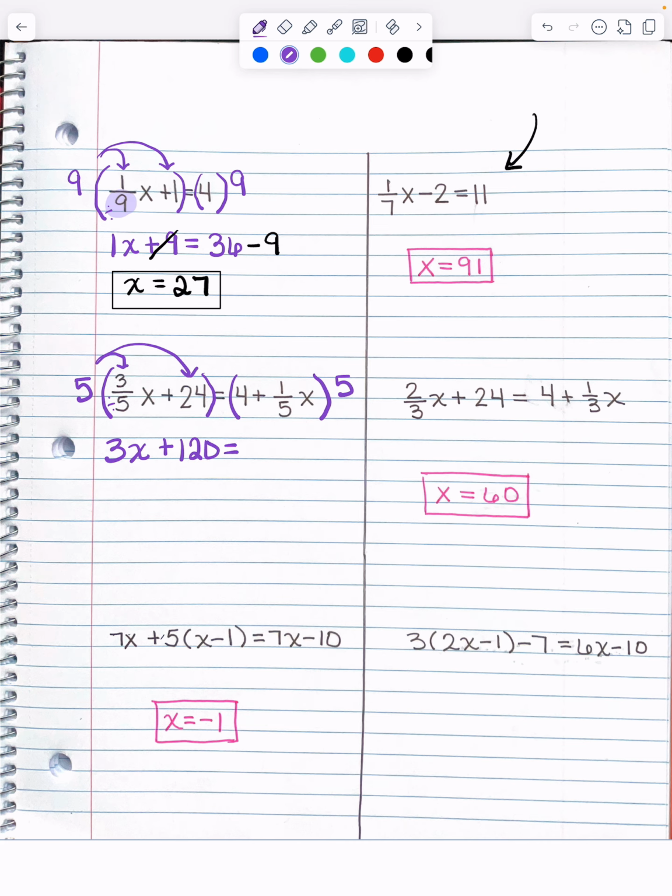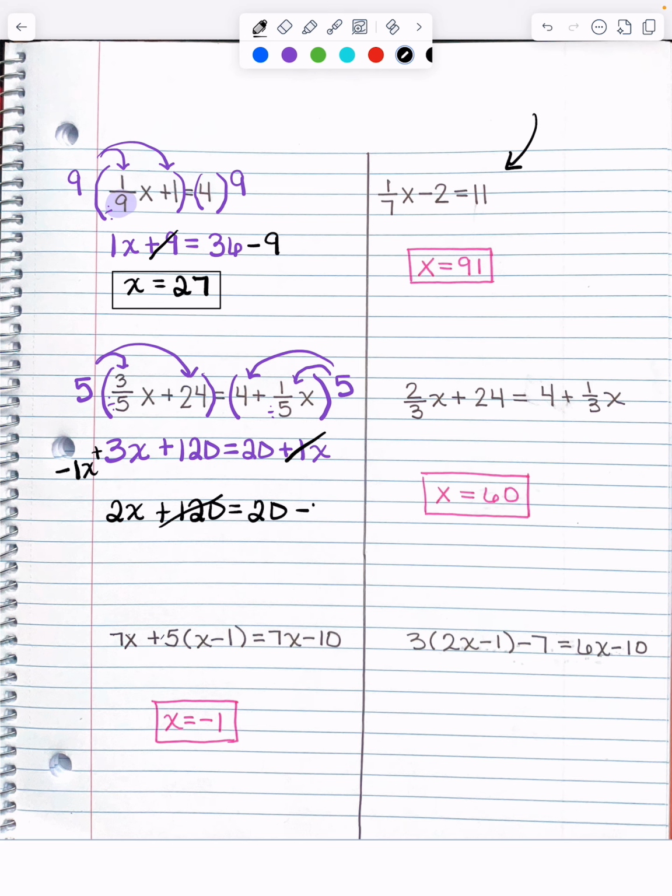Now on the right side of the equation, 5 times 4 gives me 20. 5 times 1 gives me 5. Divided by 5 in the denominator gets me back to positive 1x. Now, I want to go ahead and make sure I get all the variable terms on the same side. So I'm going to subtract 1x from this side, and then put it on the left side. That's minus 1x plus 3x. So that gives me 2x plus 120 equals 20.